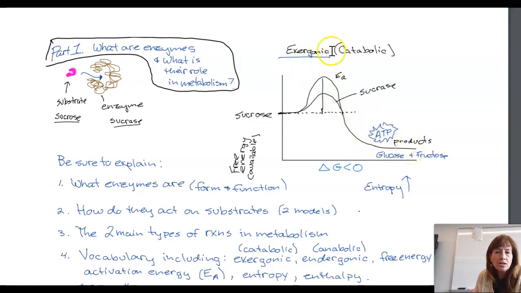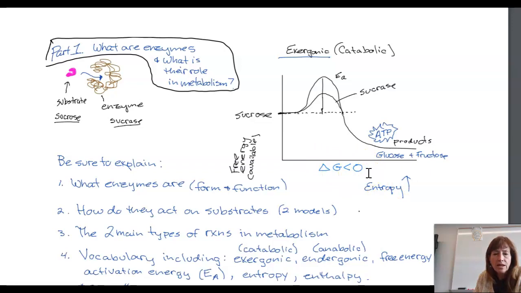So this is an exergonic reaction. It's a catabolic reaction. We're breaking stuff down, releasing energy as part of the product side. And just to remind you, notice that we have two things here where we only had one thing here. So we've increased disorder. We've increased entropy. I'll go on to Gibbs free energy a little bit later.